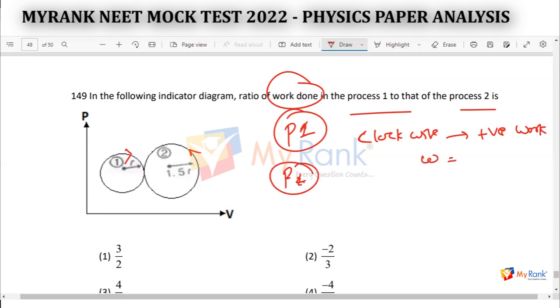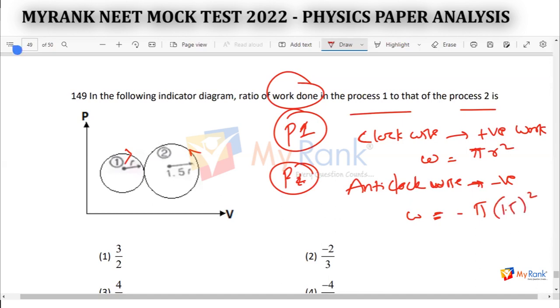In the positive case, work is nothing but pi r square. In process 2, anti-clockwise means it's a negative work. So work done is negative pi r square, and what is r here? 1.5 r. So the ratio asked is pi r square by minus pi into 1.5 square, which is 9 by 4 r square. That is 4 by 9, students.